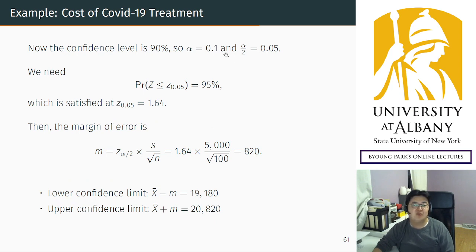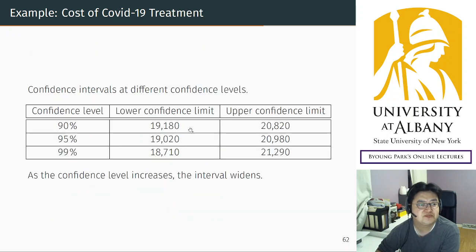Everything is given. So the standard deviation was 5,000, the sample size was 100, and the z value is now 1.64. It's now different because the confidence level is now 90%, so it should change. And then the margin of error is calculated simply, and then add and subtract the margin of error from the sample average, 20,000. This is how you calculate a confidence interval. So these are the results.